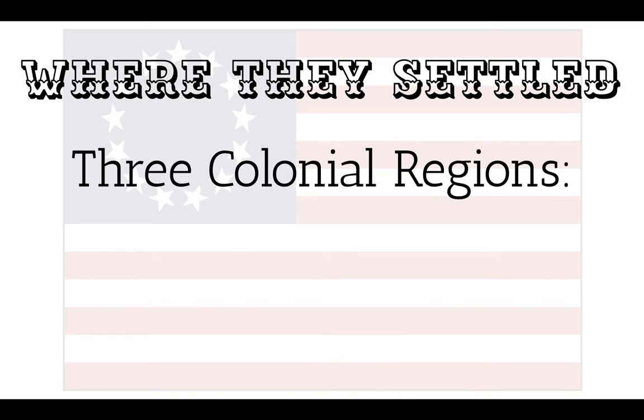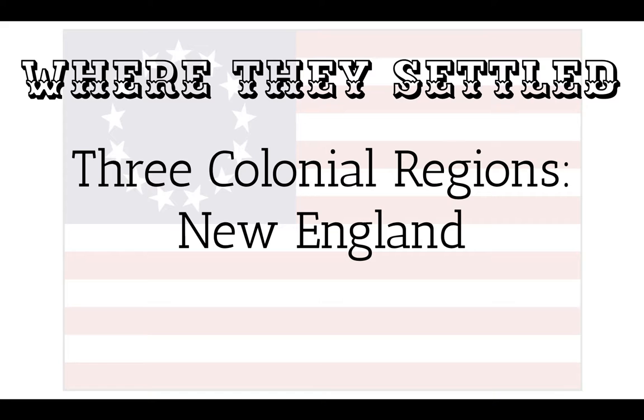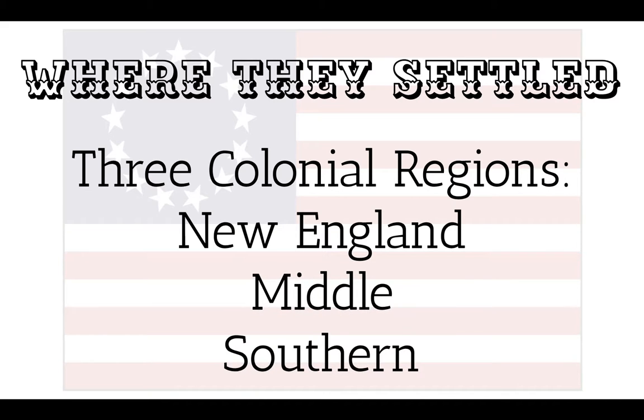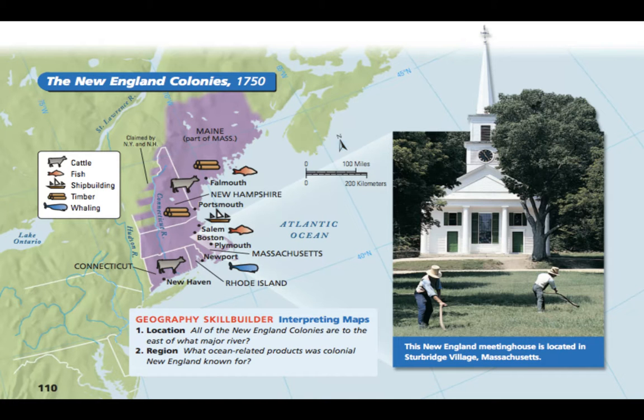So they settled in three colonial regions: the North or New England region, the Middle region, and the Southern region. Okay. So let's look first at the New England colonies. And the New England colonies are made up of what we call the states of Maine and then part of Massachusetts, New Hampshire, Rhode Island, and Connecticut.